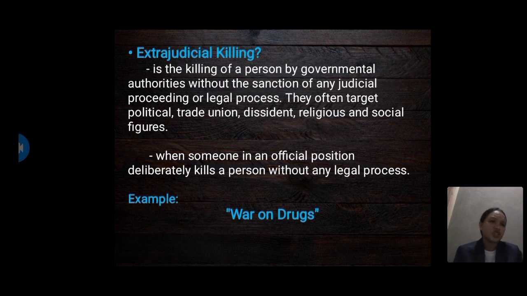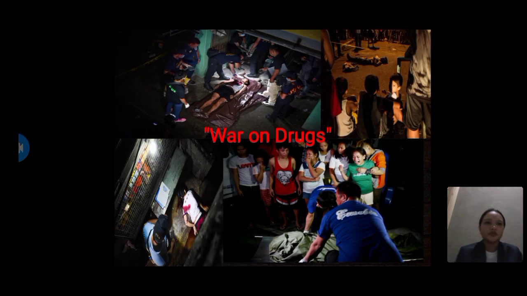So extrajudicial killing is the killing of a person by governmental authorities without the sanction of any judicial proceeding or legal process. So when someone in an official position deliberately kills a person without any legal process, that is extrajudicial killing. So one example is the war on drugs or drug war. So this is the example I got on the internet. They were killed because they were suspected as drug addicts.